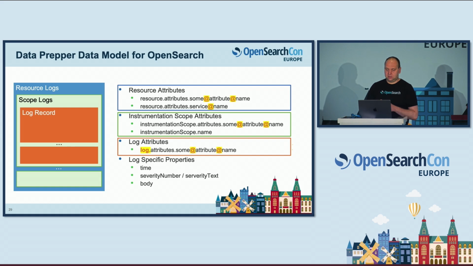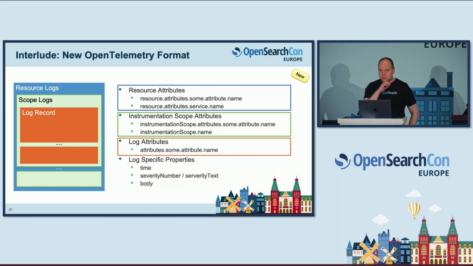This is how the current indices look until you come to version 2.11, where we introduced a new scheme that removes all of that. So now you will get these nice dots. And also the prefix of log attributes was removed, it's just attributes. So try that out. That's Data Prepper 2.11.